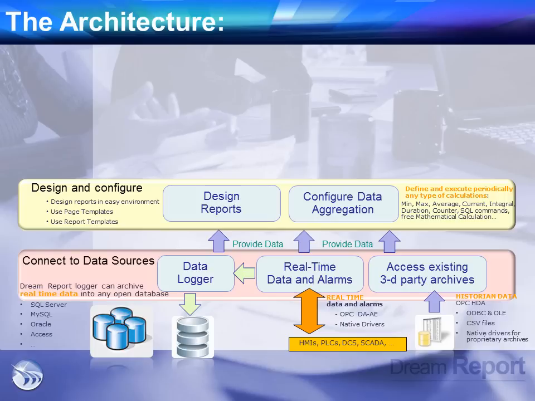So all that you can do with Dream Report. Dream Report has a big library of integrated statistical functions. That library has simple functions like minimum, maximum, average, as well as complex calculation functions, such as consumption counters, running time, downtime, on counter, off counter, and a long list of other functions. And each of those available statistical functions can be used for data aggregation calculations.